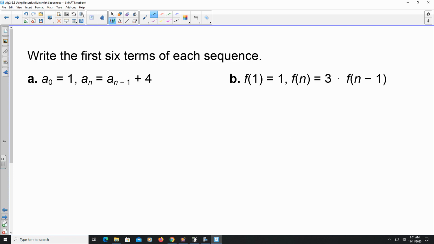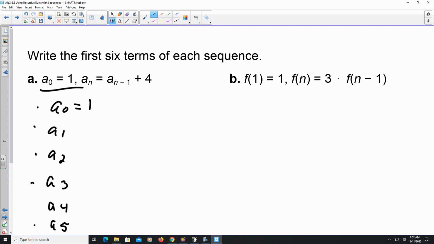Here is a recursive rule where we know the first term, in this case a sub 0. They want us to find the first six terms. Since they give us a sub 0, we're going to find a sub 0, a sub 1, a sub 2, a sub 3, a sub 4, and a sub 5. So these are six: 1, 2, 3, 4, 5, 6.